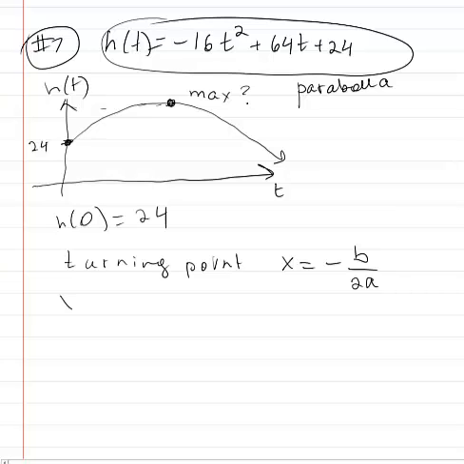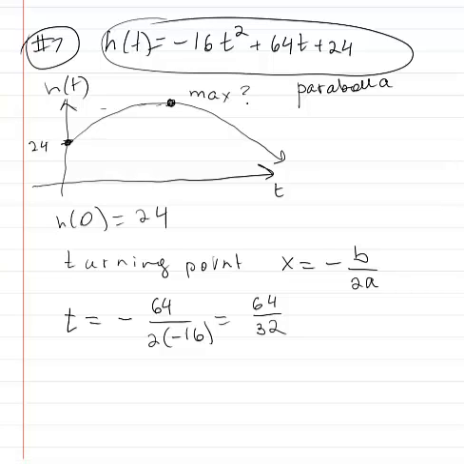Okay, so if we now substitute that here, because we're talking about t as being our independent variable, the t would be the same as an x. So we find minus b over 2a, so it's minus 64 divided by 2 times negative 16. So it's going to be 64 over 32, right? Negative and negative will cancel. 64 divided by 32 is of course going to be 2. So when it reaches 2, that's when your parabola will be at its highest point.